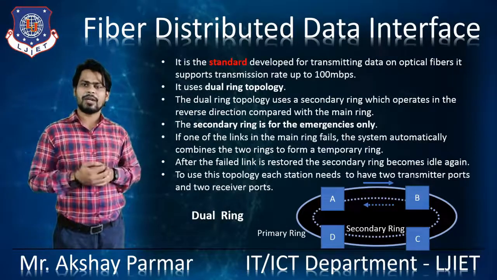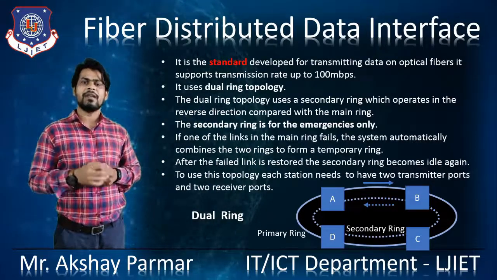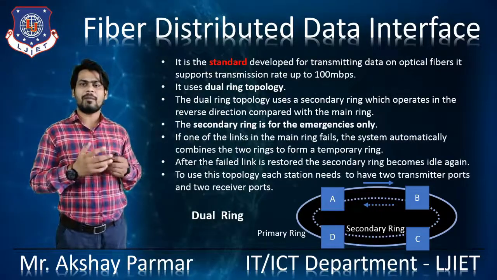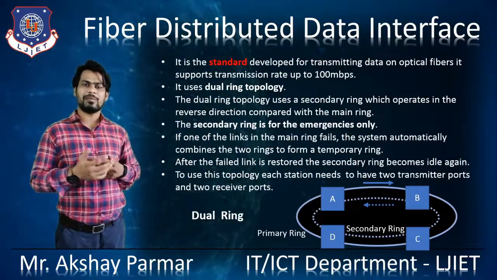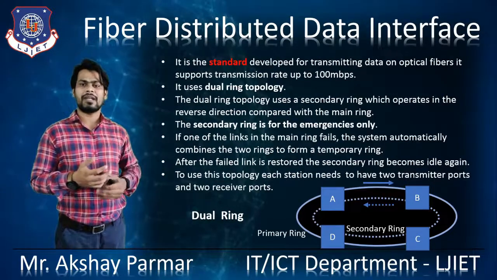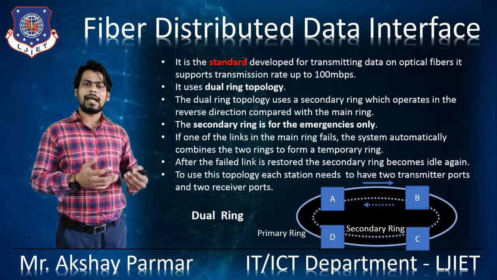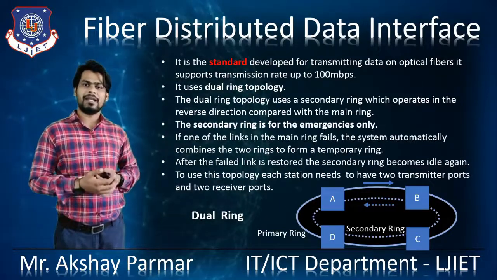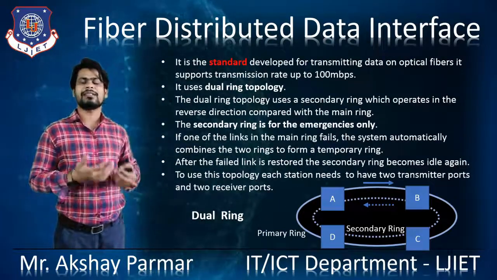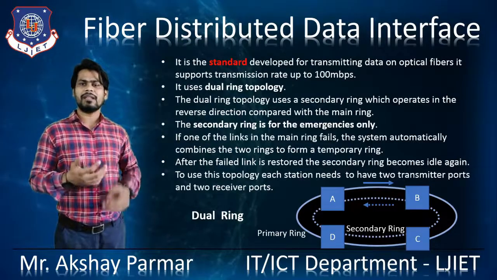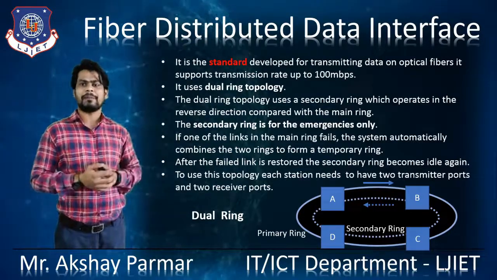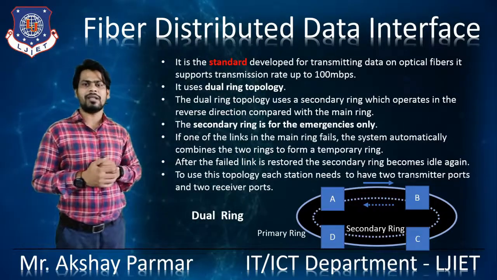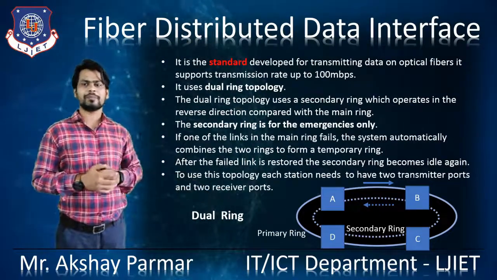So in the dual ring topology, the secondary ring operates in the reverse direction compared with the main ring. The main ring works clockwise, so the secondary ring works anti-clockwise. If the main ring works anti-clockwise, then the secondary ring must work clockwise. The secondary ring is for emergency use only. It is not always used.